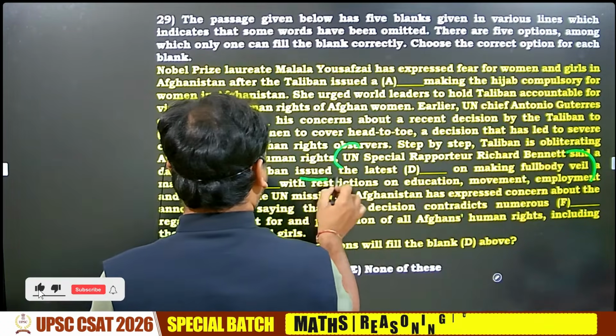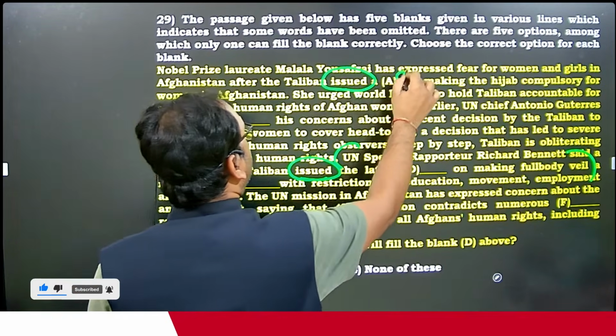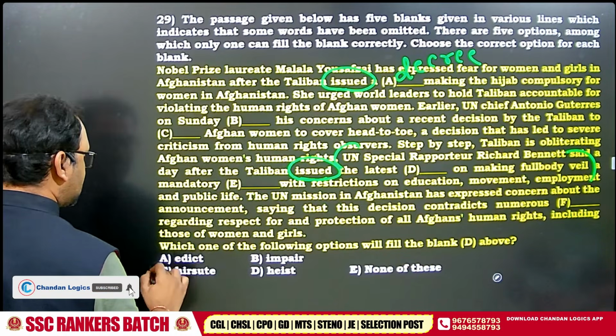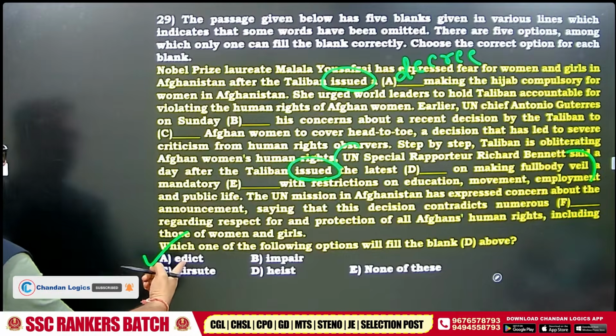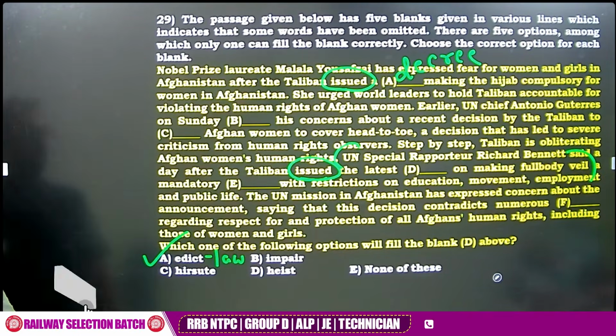Issued again, the same. Issued a decree. Here, issued a decree, something like that. Issued an edict. Edict means a law. Edict means a rule. Edict means an order. Okay.